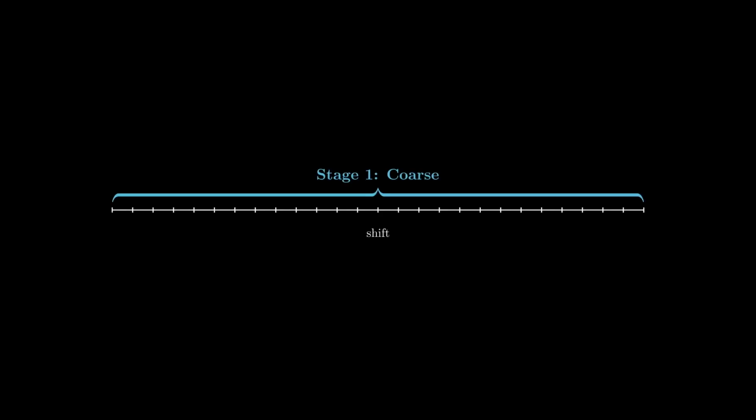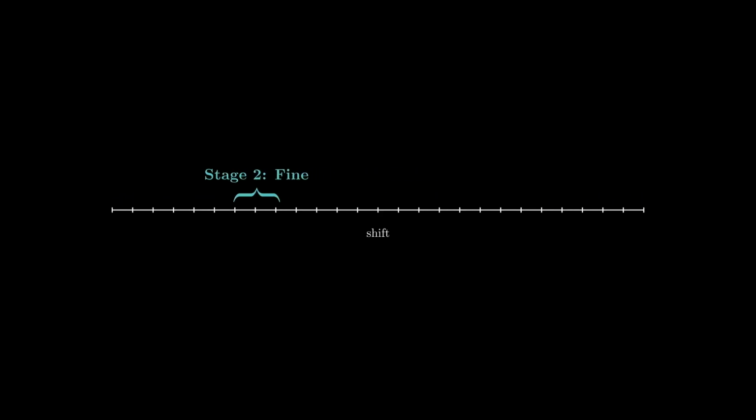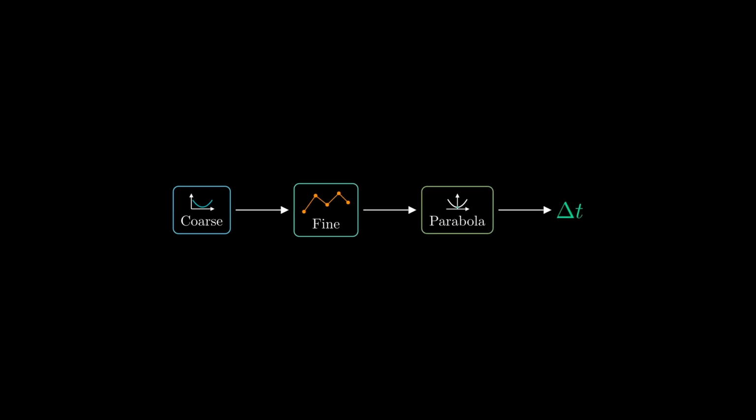Each stage narrows the search from the entire shift range to a one sample bracket down to a single sub-step accurate point. Coarse search finds the region. Fine search with interpolation pinpoints the neighborhood, and a parabolic fit extracts the exact delay.